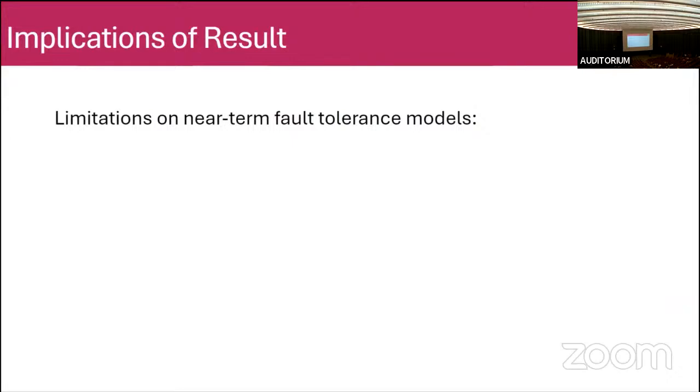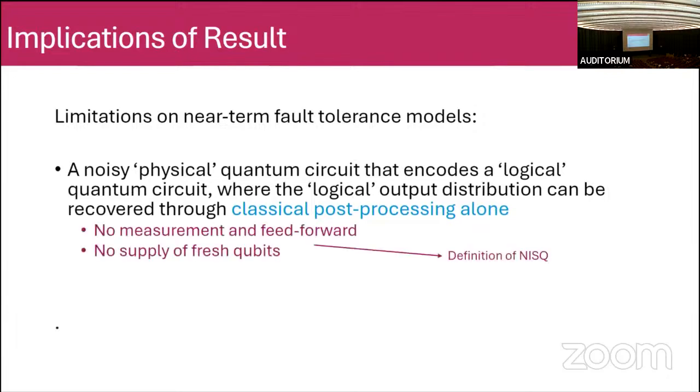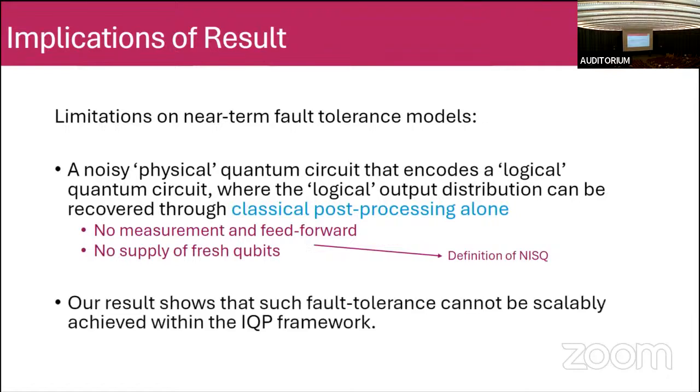One important implication of our result is that it provides limitations on near-term fault tolerance models. So if you consider what you might try to implement in the near term, you have a noisy physical circuit that encodes a logical quantum circuit, where the logical output distribution can be recovered through just classical post-processing. So you don't do any measurement and feed forward, and you don't supply fresh qubits, and this fits into the definition of NISQ. And what our results show is that such fault tolerance can't be scalably achieved within the IQP framework. If it could, then you could classically simulate it with our algorithm.